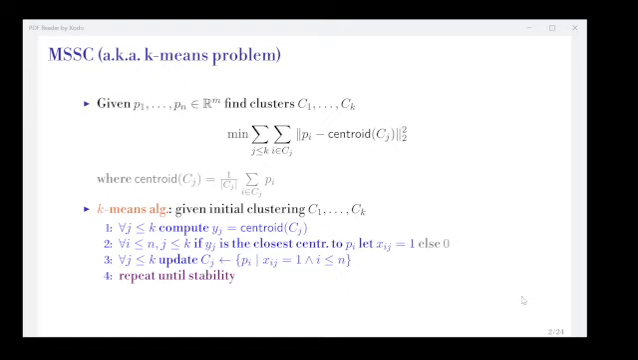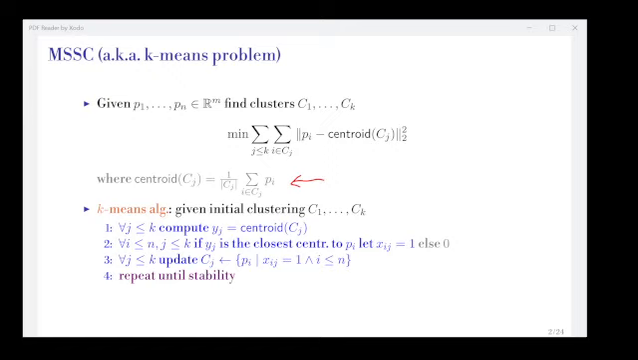Now, the centroid is defined as the center of mass of each of the clusters, and this problem is famous and significant because it gave rise to this particular algorithm, which is well known. It's called k-means. In fact, probably the algorithm came before the official definition of the problem. So k-means is actually a heuristic algorithm.